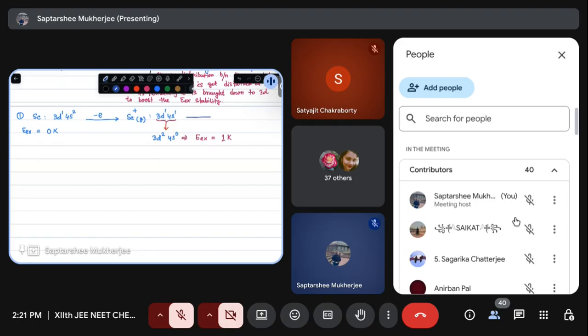Now let's say I want to remove another electron. So you get scandium plus 2, right? What is remaining then? 3d1 remaining, correct everybody? So it is again 0K. Let's say you again remove another electron. What do you get? Scandium plus 3 gaseous. Basically, it is getting the configuration of argon.